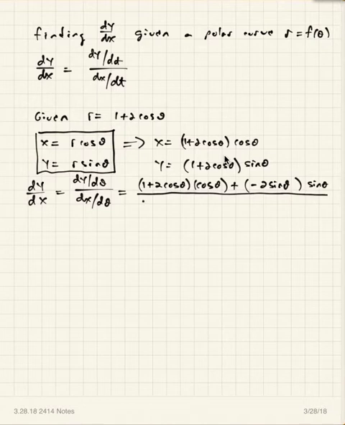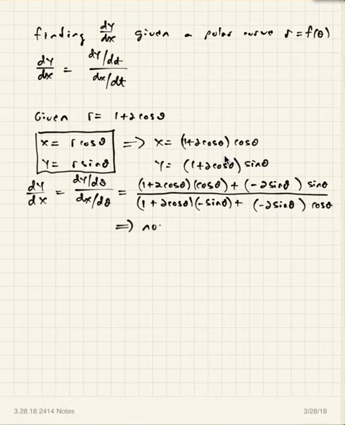dx/d theta, use the product rule again, so that would be 1 plus 2 cosine theta, first factor, times the derivative of the second factor, which would be negative sine theta, plus the second factor, which is cosine theta, times the derivative of the first factor, which would be the same, negative 2 sine theta, just like it was in the numerator. And then you simplify. I'm just going to leave that at this point. I just wanted to review how you actually found a derivative, okay?